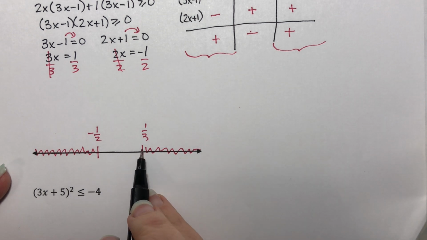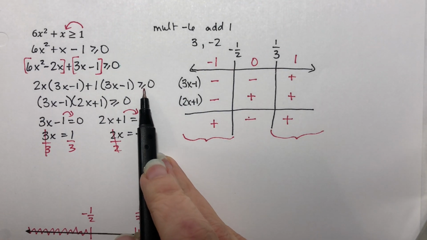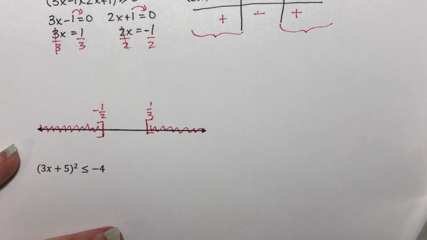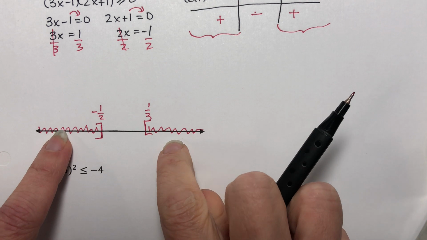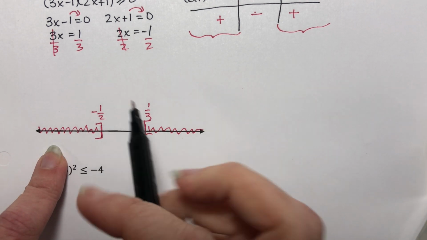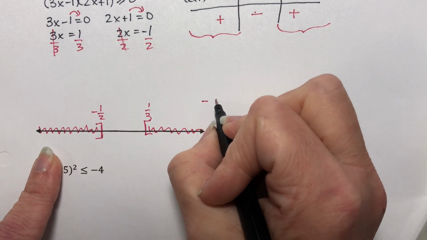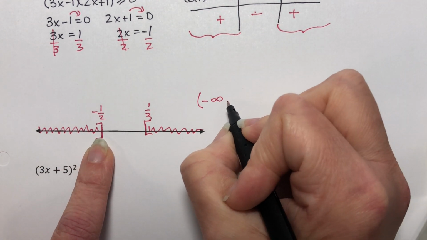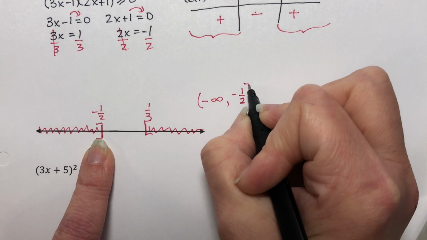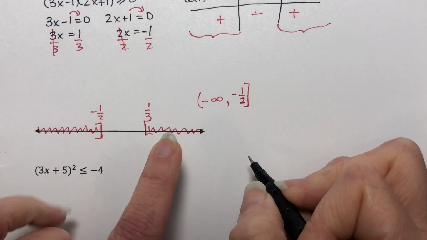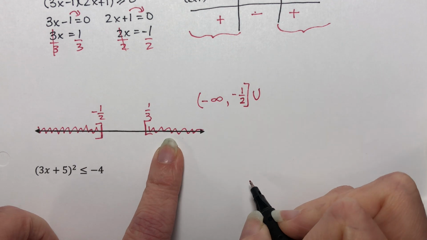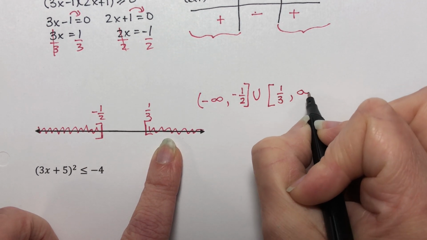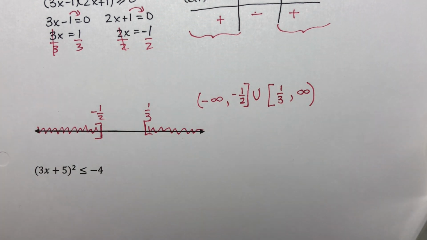Now what goes on these values here? Well, this has an equal to on it, so these get brackets. Now pull your interval notation off of this. This one starts at negative infinity, and infinities always get parentheses. And this stops at negative 1/2 with a bracket. Now since there are two regions, we use a union symbol between them, and then you have bracket 1/3 up to positive infinity. And that's your answer for that problem.